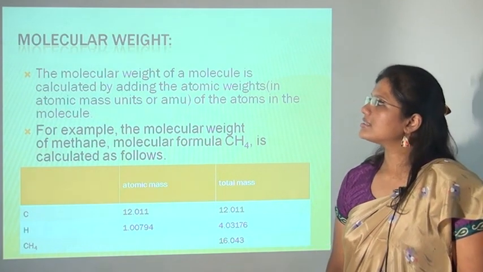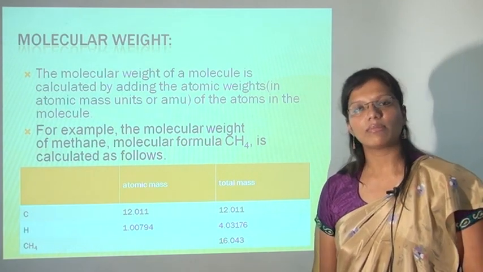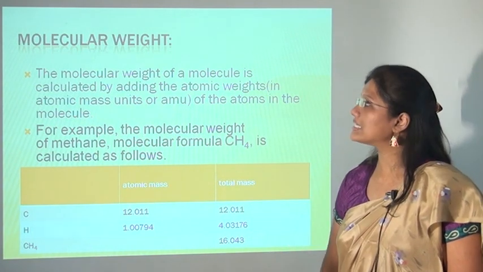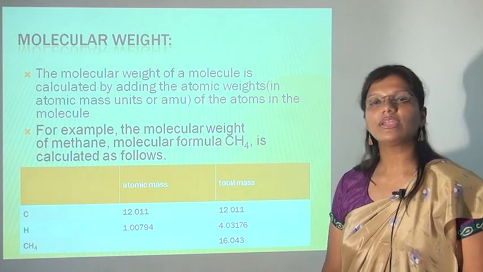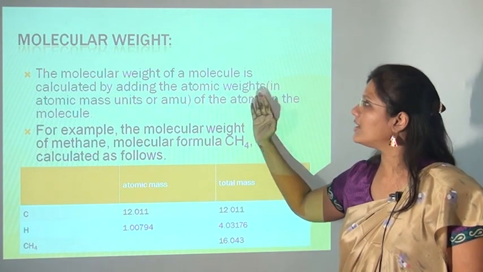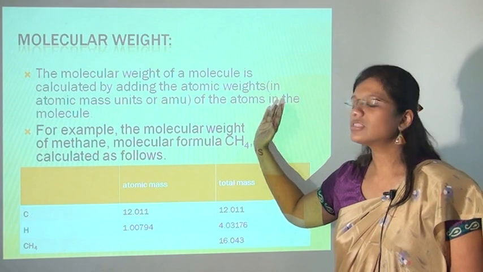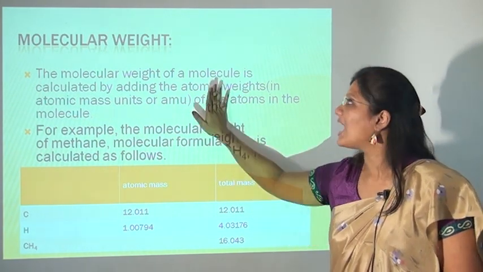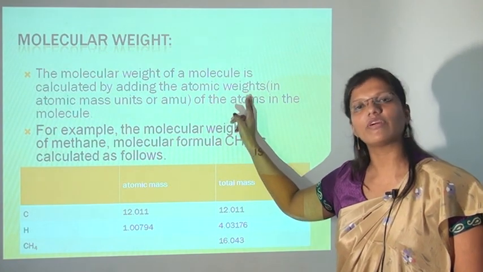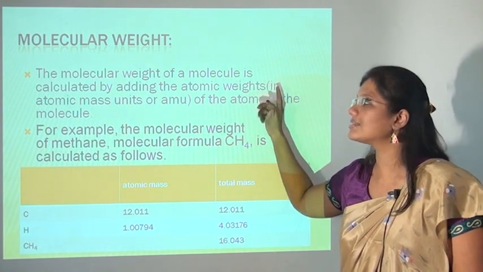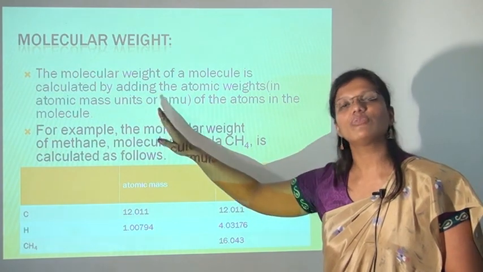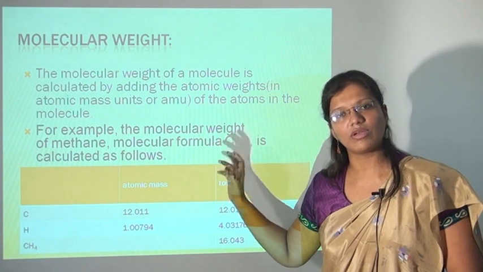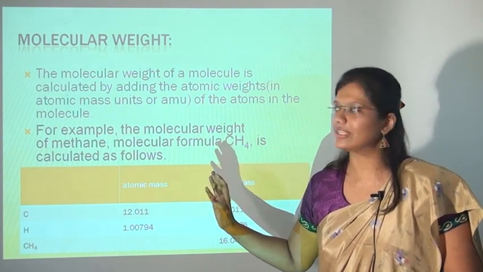The second term is molecular weight. What do you understand by molecular weight? That has been explained here. The molecular weight of a molecule is calculated by adding the atomic weights of the atoms that are present in the molecule, according to the number of atoms present. And as we know, the atomic weight of any element is written in atomic mass unit, or AMU. The total sum of all the atomic weights is known as the molecular weight.